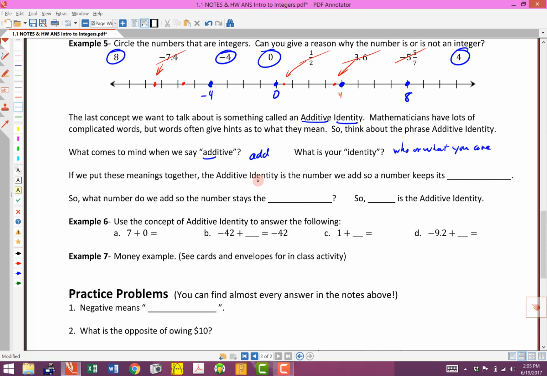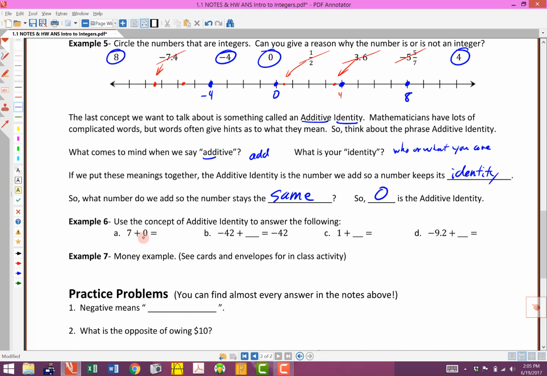Well, if we put these together, then the additive identity is the number we add so a number keeps its identity. In other words, it stays the same. So the question here is, what number do we add so the number stays the same? Stop and think about that for just a second. This would be something that you learned in elementary school, but you may not have used the same vocabulary. What number do we add so that the number gets to stay the same? Well, if you think about it, that number is 0. 0 is the additive identity, and I'll show you a couple of quick examples.